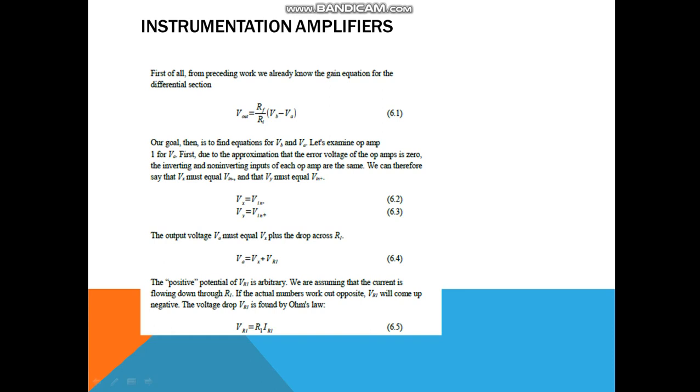It can be further simplified with the following equations, where the Vout is calculated as feedback resistor Rf upon Ri into Vb minus Va. So following these equations, we may improve the value of Vout with the usage of Rf and R1. Then following, we get Vx and Vy values. The output voltage Va must be equal to Vx plus the voltage drop. So we are calculating it as Va equal to Vx plus VR1.